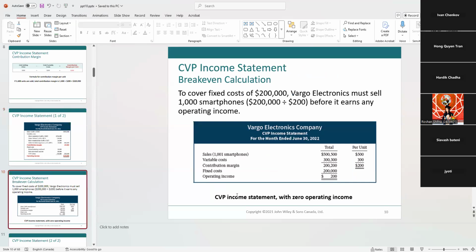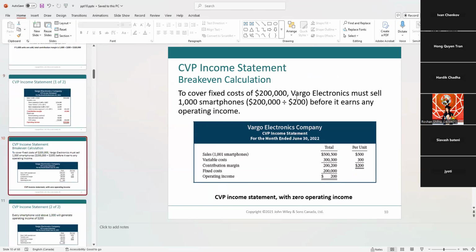So to cover the fixed costs of $200,000, we have to figure out how many they have to sell. In this case, they have to sell 1,000 smartphones. That gives us the break-even point. The question is, what's the break-even point? The break-even point is the point at which the company generates enough contribution margin to cover the fixed cost. In other words, the company doesn't lose money. It doesn't make money, but it doesn't lose money.